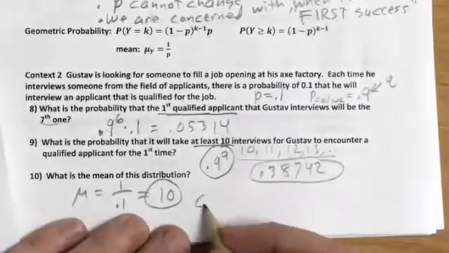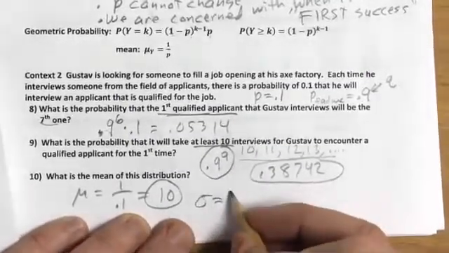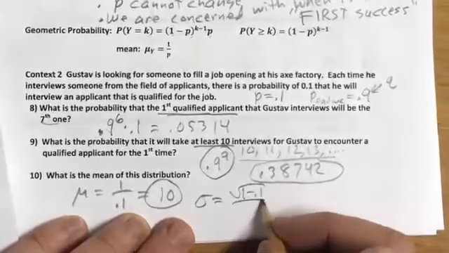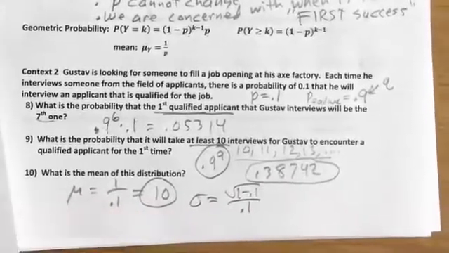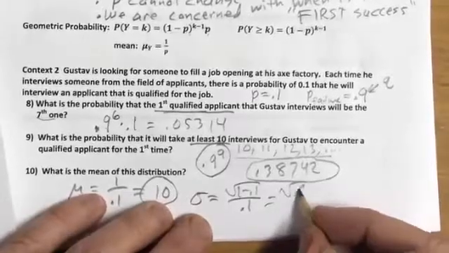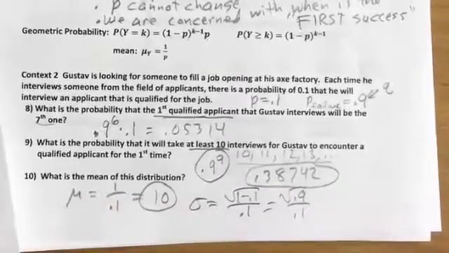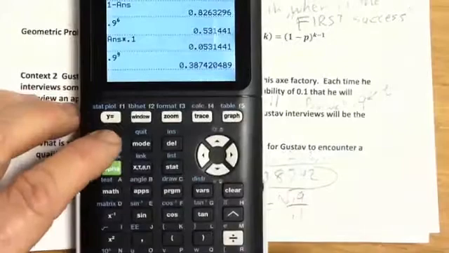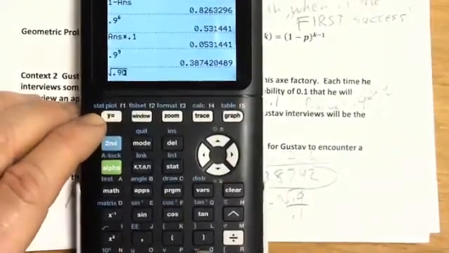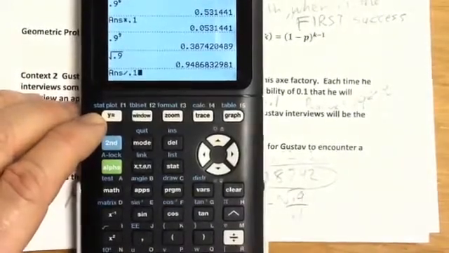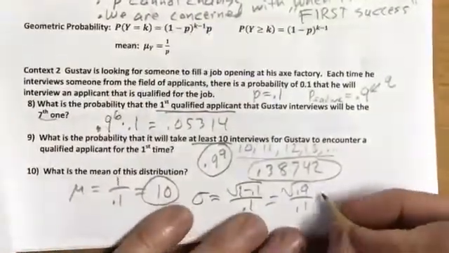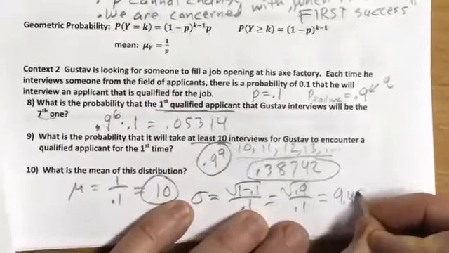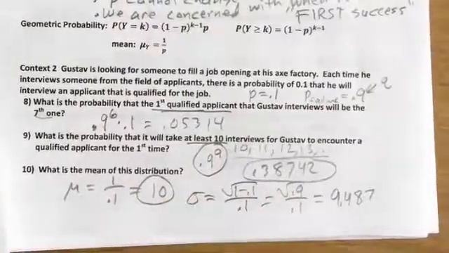So the standard deviation of this situation is the square root of (1 minus 0.1) over 0.1. And so that would just be the square root of 0.9 over 0.1, and let's see what that is. So this would be the square root of 0.9 divided by 0.1. And so that's 9.487. And so that's the standard deviation in that situation.